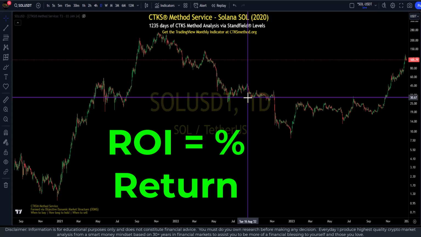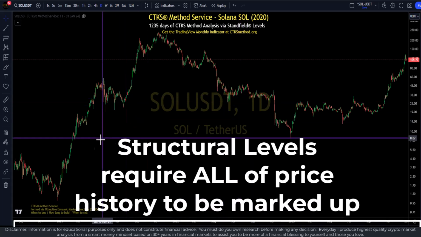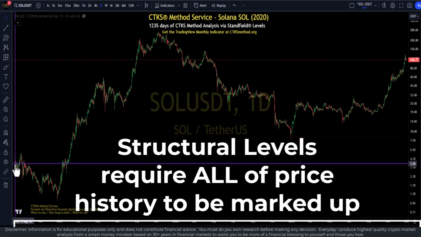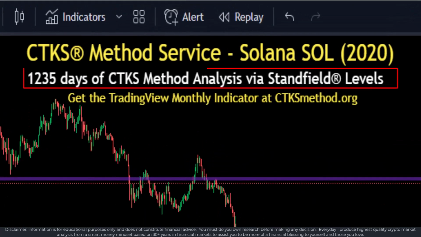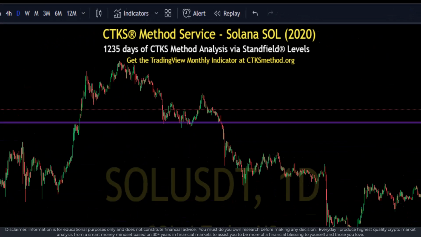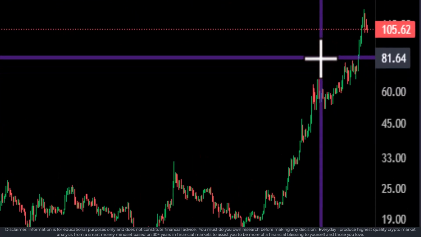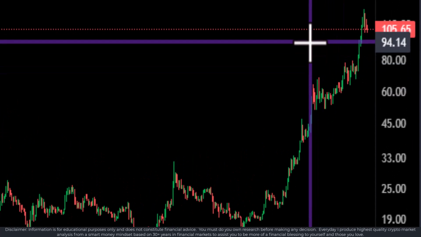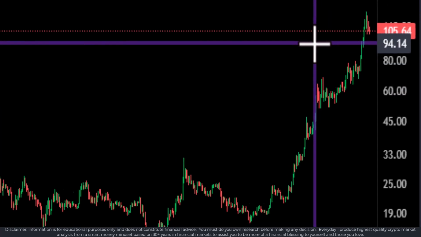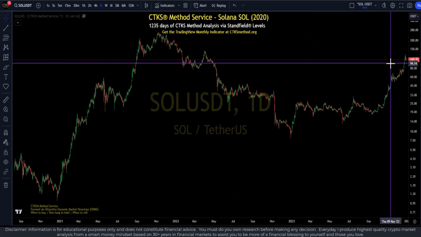The next thing that we need to do is to mark up all of price history. Solana has been trading for 1,235 days. If we just look into this recent price right here, we're only getting a very small slice of price action in terms of support and resistance levels. That's about akin to just looking at an arithmetic chart.